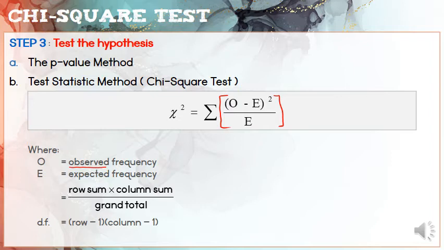So to calculate your expected frequency, it is your row sum multiplied by the column sum divided by your grand total. And the degrees of freedom will be row minus 1 times column minus 1.